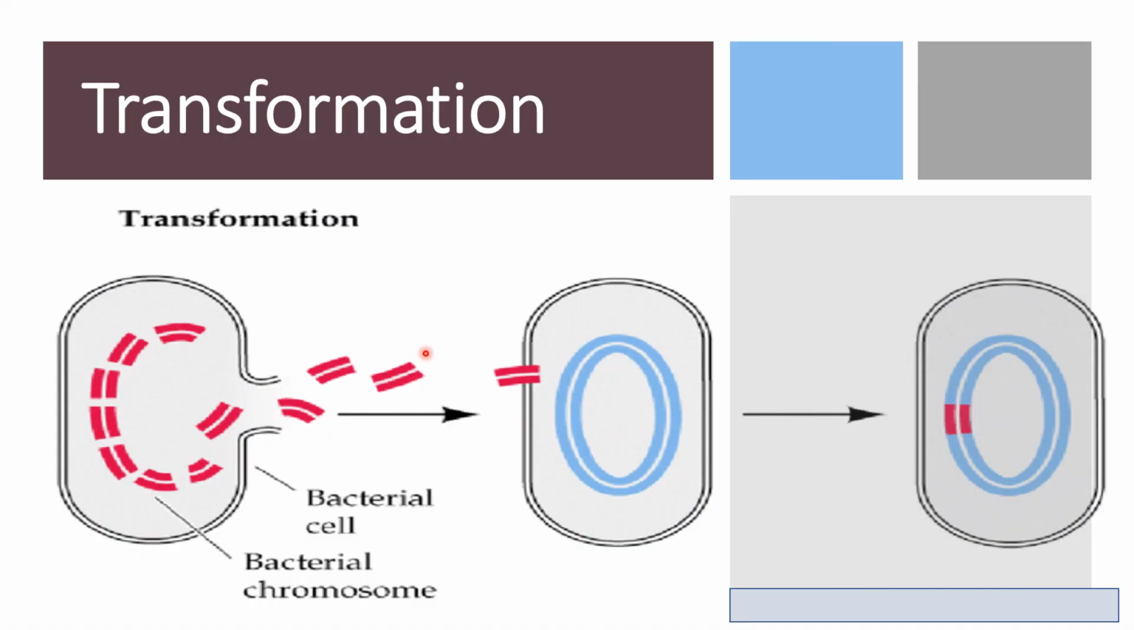This figure shows the process of transformation in which the bacterial chromosome released from one bacterial cell is taken up by the second bacterial cell, and this DNA material from one bacterium is transferred and integrated into another bacterial cell.